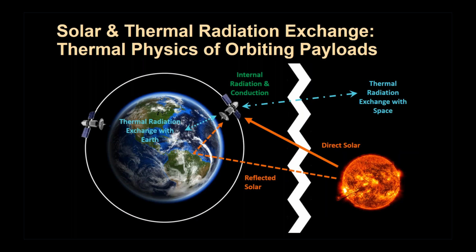So here's a quick look at some of the orbital physics that we want to take into account. We've got this cartoon depicting orbiting satellites. Some of the things that we want to look at here are the radiation exchange between the satellite and Earth, and the radiation exchange between the satellite and space. Then we've got direct solar loading coming from the sun and reflected solar bouncing off the Earth and lighting up the satellite as well. And then, of course, we've got internal radiation and conduction inside the satellite. So these are some of the different thermal physics that we want to include in our methodology.